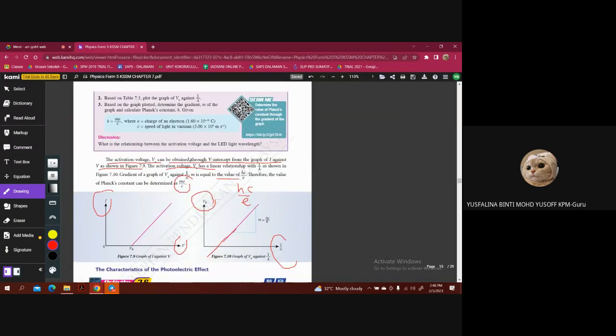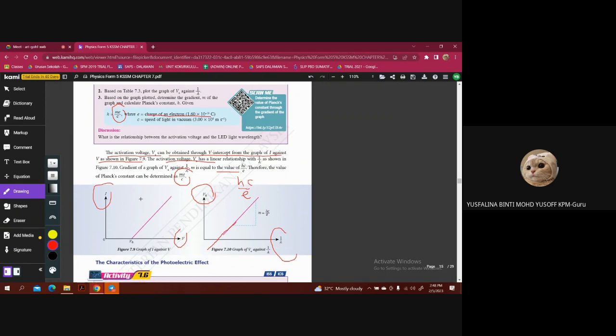It can be determined as mE over C. What is E? E is actually the charge of the electron, 1.6 times 10 to the power of negative 19. So how do we get the Planck constant? The Planck constant can be found using this formula, where m is the mass of the electron, E is the charge of the electron, and C is the speed of light. So you can get the H.